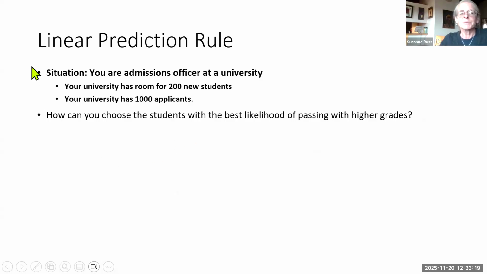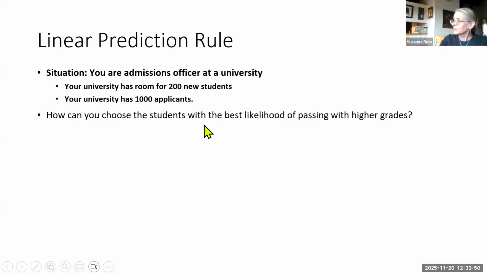So what we do is we create a rule. It's a linear prediction rule because it relies on having two variables that are related in a linear way. We can't have curvilinear data. And so imagine this situation. After college, you get hired at a great university and you're the admissions officer. You have to figure out who to admit, and you have 200 students. That's what you have room for. And you have 1,000 applicants. How are you going to choose the students?